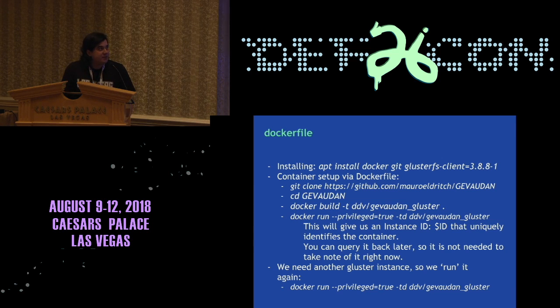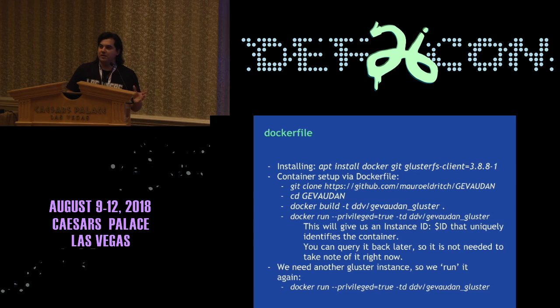Okay, I have set up my repo, GEVAUDAN, on github.com. You can simply build the image, tag it whatever you want. The tag is the name you're giving to the image itself, GEVAUDAN Gluster. It should be run in a privileged environment because Gluster requires it. You can run most of the images or Dockerfiles around there without any privileged user. So this will give us an instance ID. Then you can use it to identify that container.